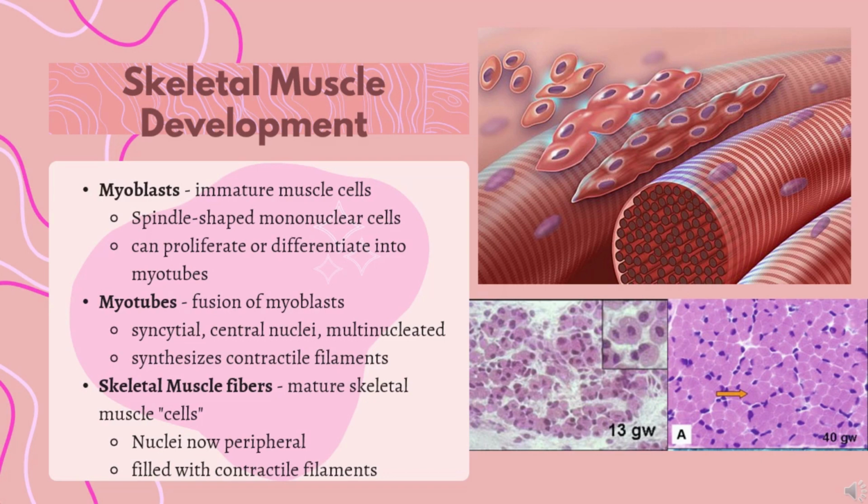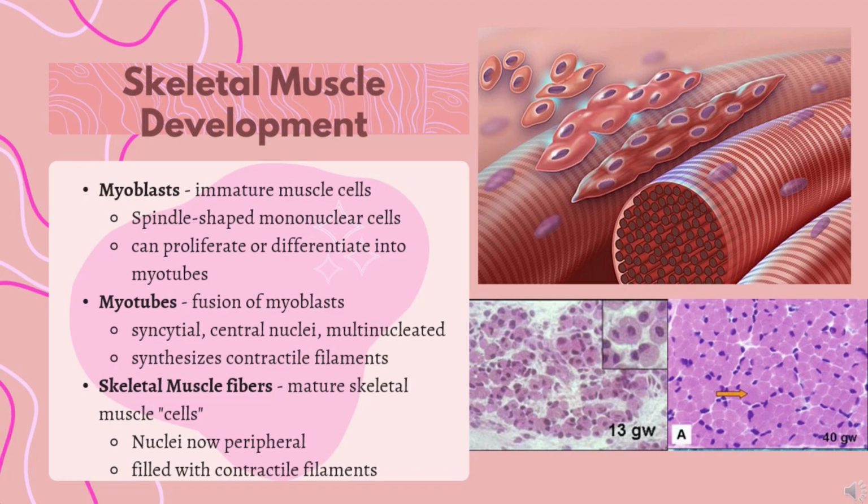These myotubes will then continue their differentiation, synthesizing contractile filaments on top of other cellular changes until it eventually becomes a mature skeletal muscle fiber, a long cylindrical multinucleate cell filled with contractile filaments commonly seen in adult histological sections. As the myotubes mature, the then central nuclei eventually move to the periphery as seen in the comparison of the lower images. The left image is a skeletal muscle cross-section showing myotubes with centrally located nuclei from a 13-week-old fetus, while the one on the right shows the same tissue featuring mature muscle fibers with peripherally located nuclei from a newborn baby.